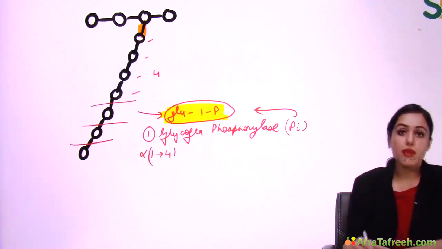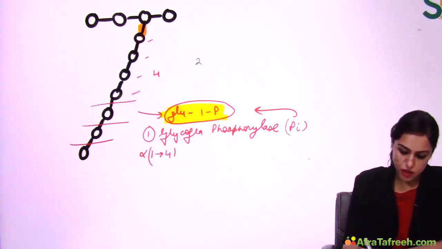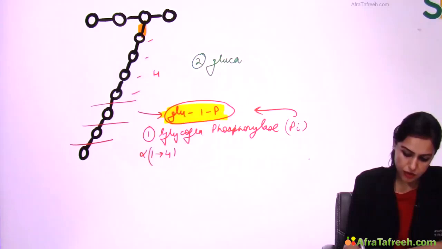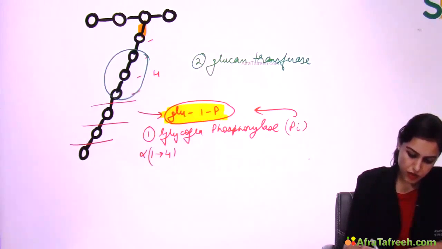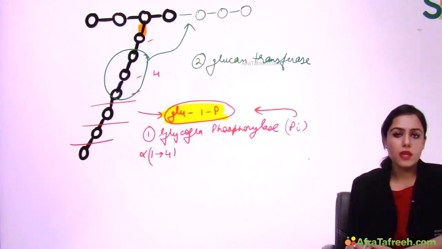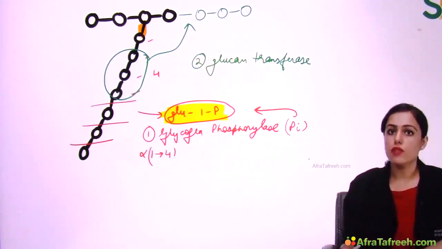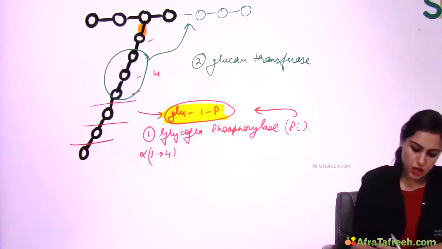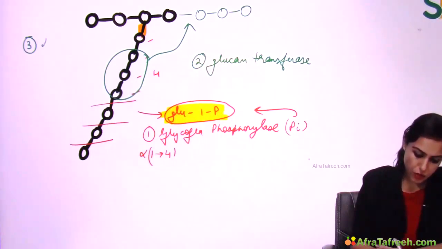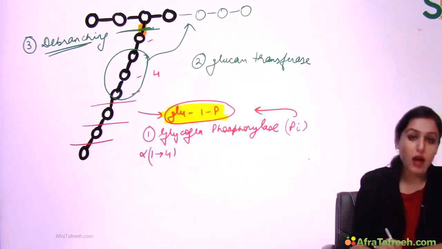Now the next enzyme is glucan transferase. So the second enzyme, glucan transferase, comes here. See, this is also a transferase. Glucan transferase will transfer these 3 residues to the neighboring straight chain. No glucose is released by this enzyme. But can I say, after the action of glucan transferase, our branching point is exposed? The branching point is exposed so that the third enzyme, debranching enzyme, can come and can break this last bond.